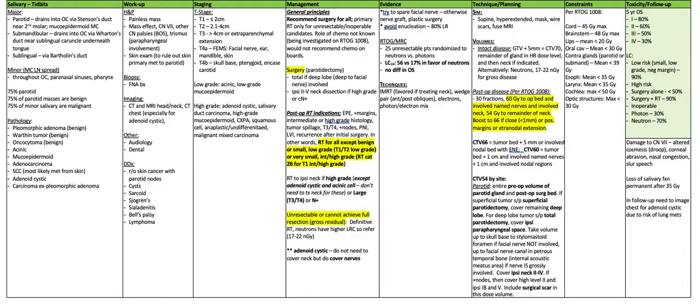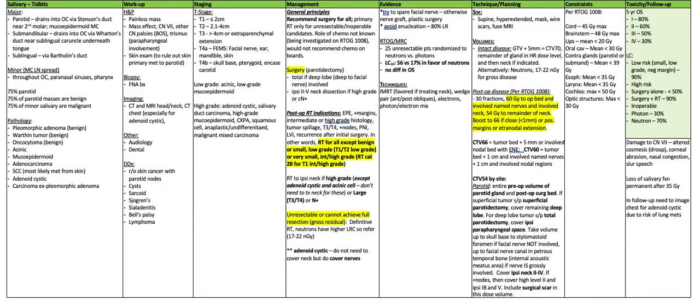Low grade is acinic and low-grade mucoepidermoid. High-grade tumors include adenoid cystic, salivary ductal carcinoma, high-grade mucoepidermoid, carcinoma ex pleomorphic adenoma, squamous cell, anaplastic or undifferentiated, and malignant mixed carcinoma. General principles: recommend surgery for all, primary radiation only for unresectable or inoperable candidates.